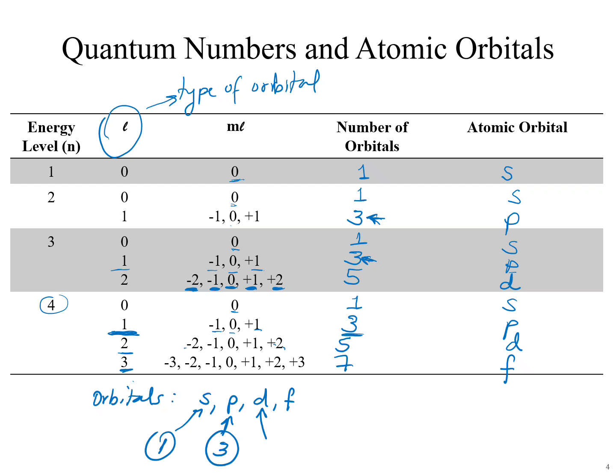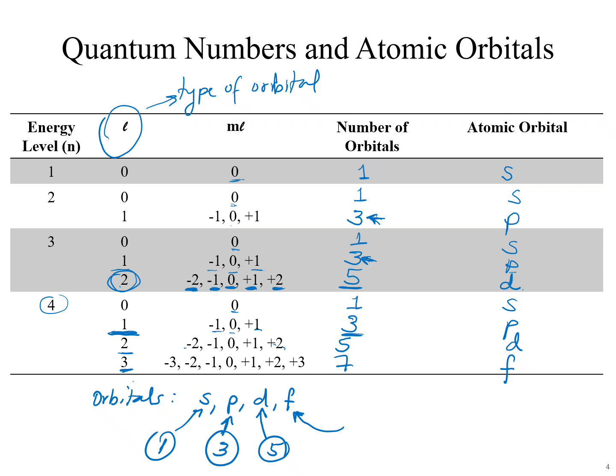So since we're looking at L equals 2, it's a d orbital, and we have 5 of them. So on the third energy level where you have d orbitals, we have 5 of them. On the fourth energy level where you have d orbitals, you have 5 of them too. And then the very last one, which is the f orbitals, we only have those listed on the fourth energy level.